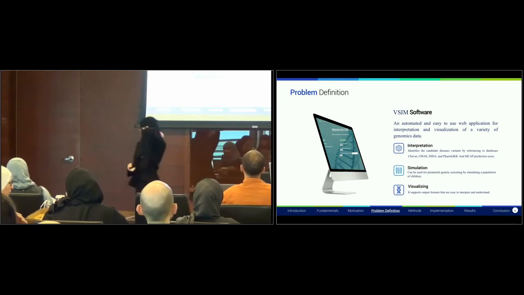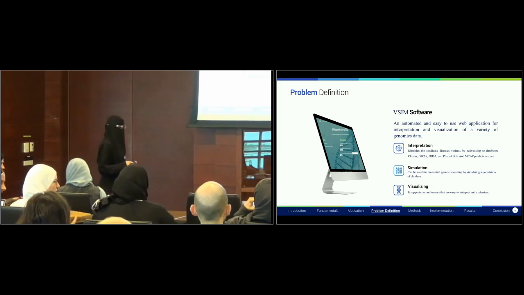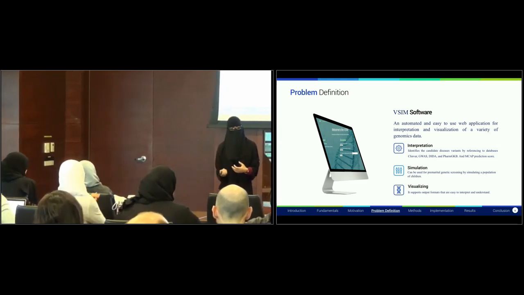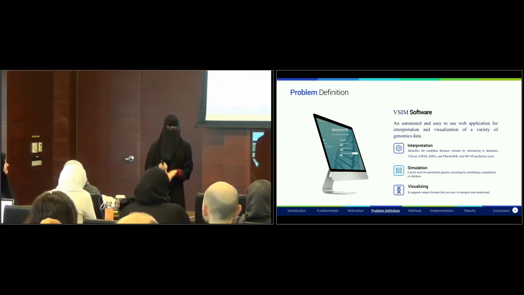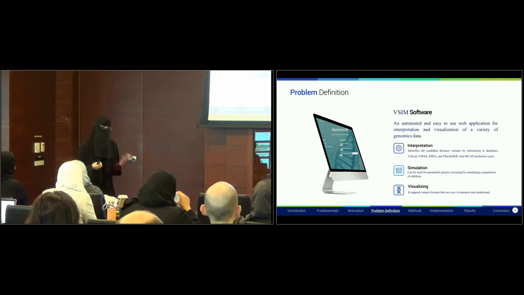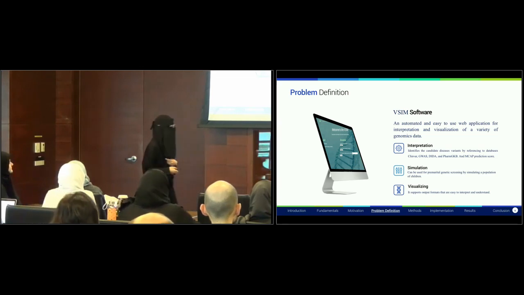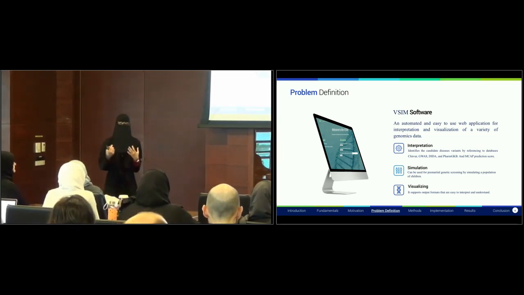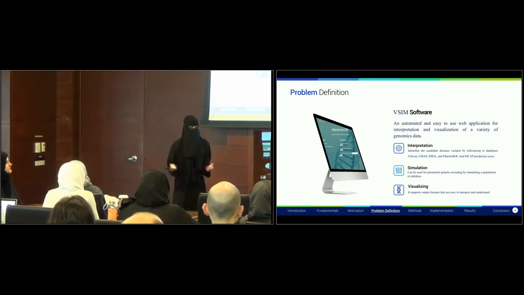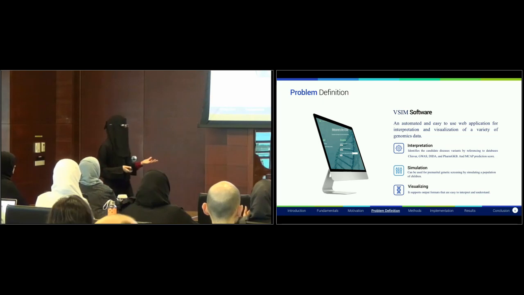So, just a repetition of the definition of the problem. VSIM is software that provides interpretation and visualization of the human genome and identifies candidate disease variants associated with Mendelian diseases, variants that convey risk of complex disease, variants that may affect drug response, and also variants that have an effect in oncogenic and digenic diseases. We further implement a simulation approach in which we simulate a population of offspring arising from two individuals whose sequence data is available, and then we analyze their diseases.